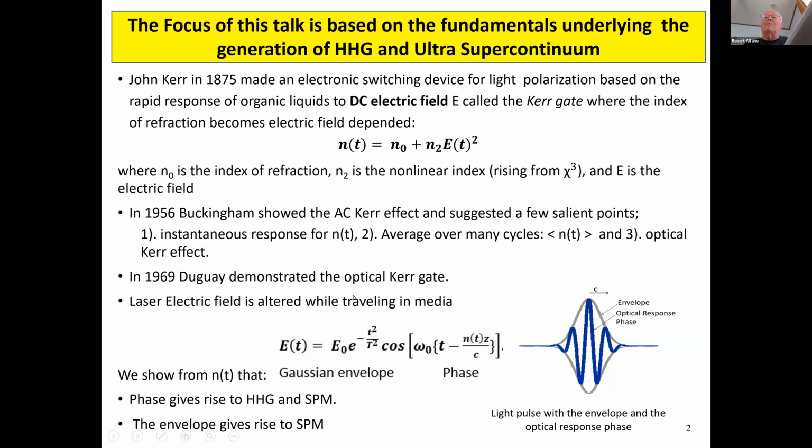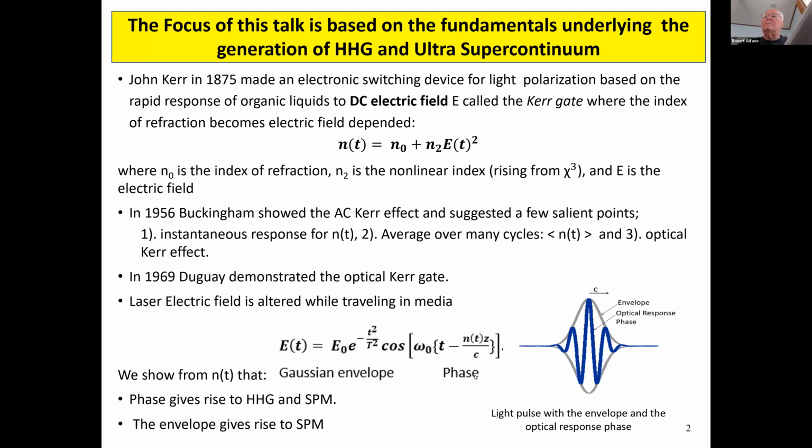Now, the basis of the optical Kerr effect is the laser electric field. It's key to know that it travels through the medium, and the shape of the pulse is the envelope, and inside the envelope is the optical field, the optical cycles, and both phenomena cause new processes in the medium. So there are two parts of the electric field. The first part is the Gaussian or the Lorentzian pulse shape, or secant pulse shape, times the phase. And these two things cause interesting effects.